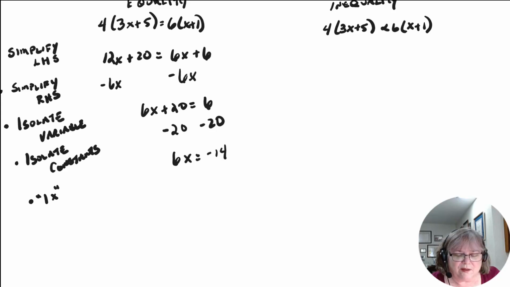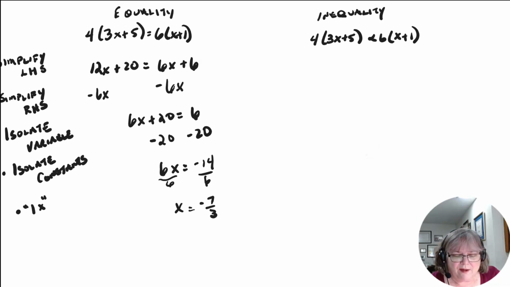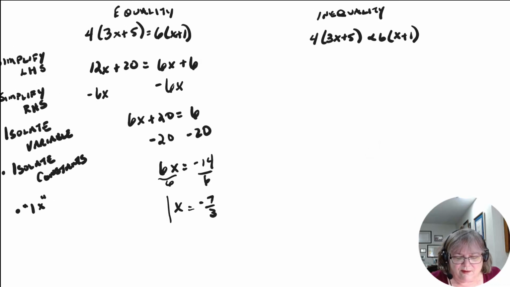And when I want to know what just one x is, I don't want to know what 6 x's are. I want to know what one of the x's is. We look at the 6 and it is currently multiplying. So to negate it, I do the opposite, which is divide by 6. And I'd have x is negative 7/3. All right? Now, you know how to do that.